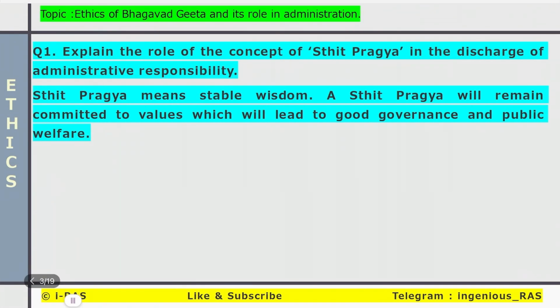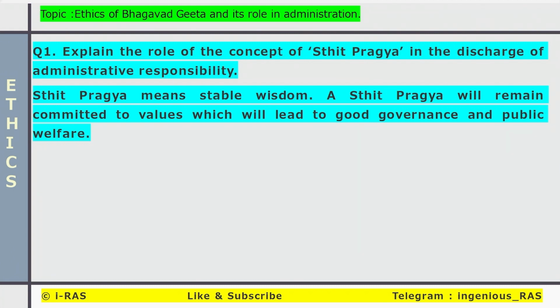Our first question says: explain the role of the concept of Sthit Pragya in the discharge of administrative responsibility. It is a concept of the Bhagavad Gita, which means stable wisdom. Sthit means firm, and Pragya means wisdom: a person who has firm, stable wisdom. So a Sthit Pragya will remain committed to values which will lead to governance and public welfare. Means he will not be deviated from his path.